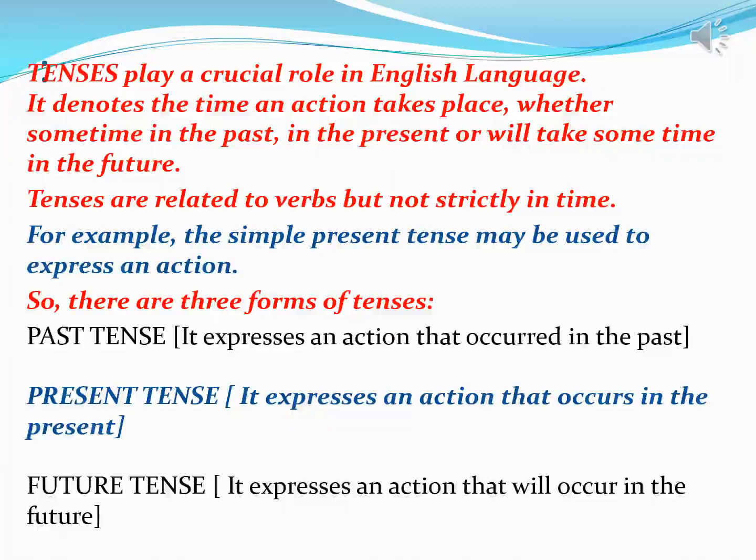It denotes the time an action takes place, whether sometime in the past, in the present, or sometime in the future. So basically, the tense denotes time and state of an action. Tenses are related to verbs but not strictly in time. For example, the simple present tense may be used to express an action. So there are three forms of tenses: past tense, present tense and future tense.